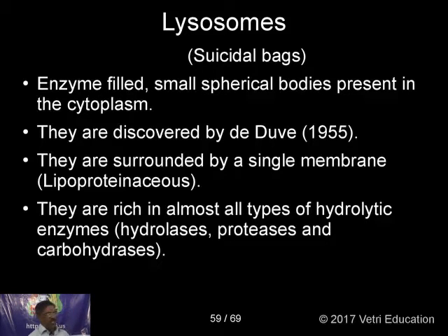So far we discussed the endoplasmic reticulum, mitochondria, Golgi bodies, and the plasma membrane, which all have bilayered membranes, whereas the lysosomes are single membrane structures. It is made up of lipoprotein. They are rich in almost all types of hydrolytic enzymes, hydrolases, proteases, and carbohydrases, which can dissolve the cell sometimes, and I will tell you that later.